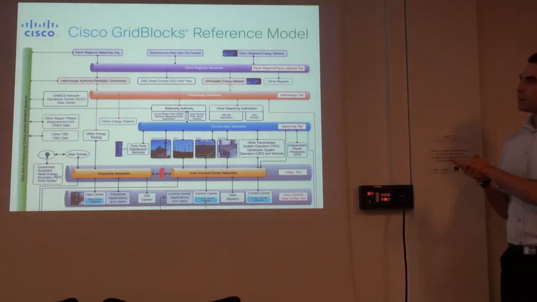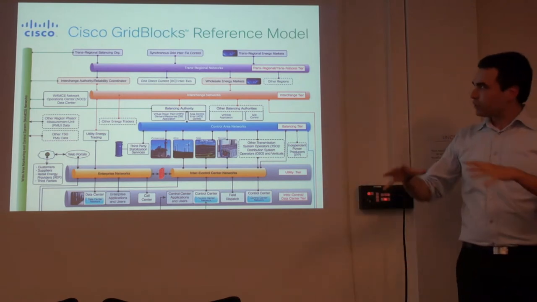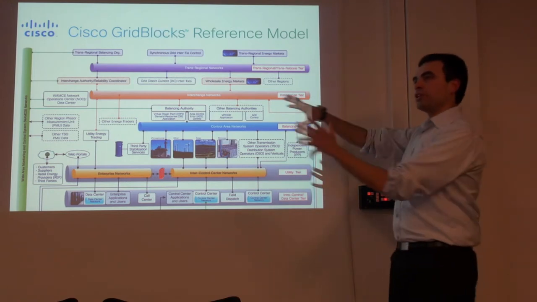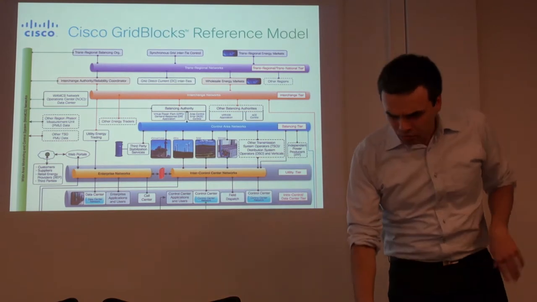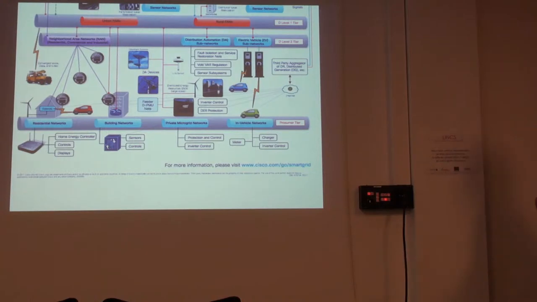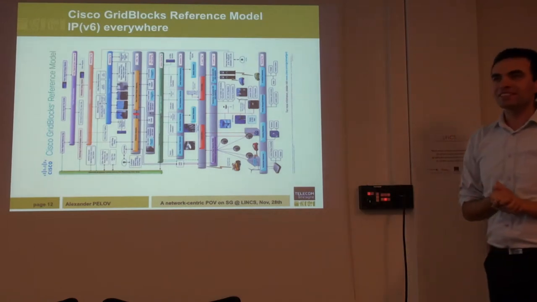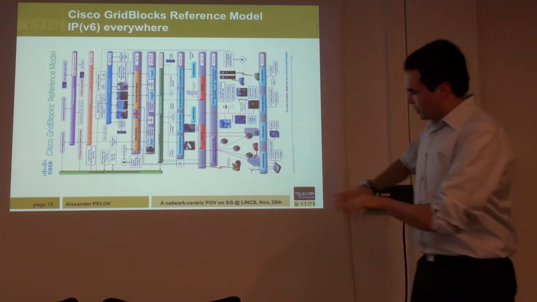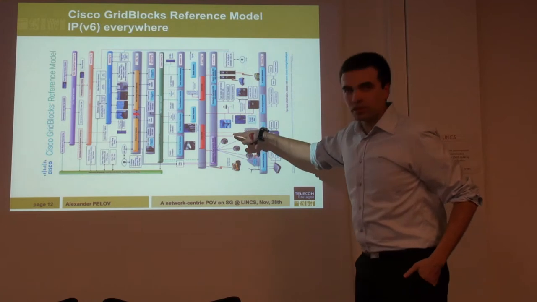This is actually a thing that Cisco published in the beginning of this year, and it's a general reference model that takes all the parts of the smart grid and puts IP on all of this. I think it's 13 layers, so it's quite big. You cannot put it on one slide unless you do something like this, but it's not quite readable.